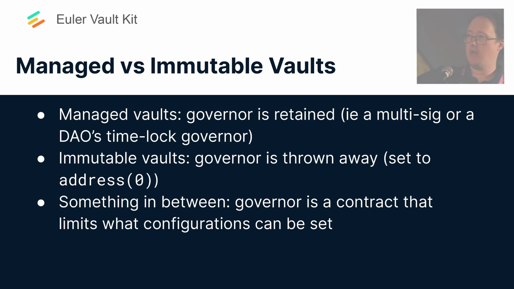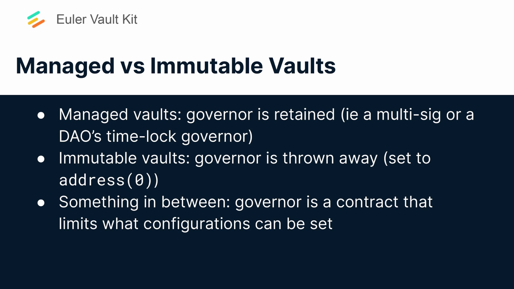On the other end of the spectrum, if you take that governor and throw it away, in other words, you set the governor's address to address 0, meaning no one can invoke the governance methods, we call those immutable vaults. In which case, the configuration that was set up for the vault at its creation is now fixed and will not change.